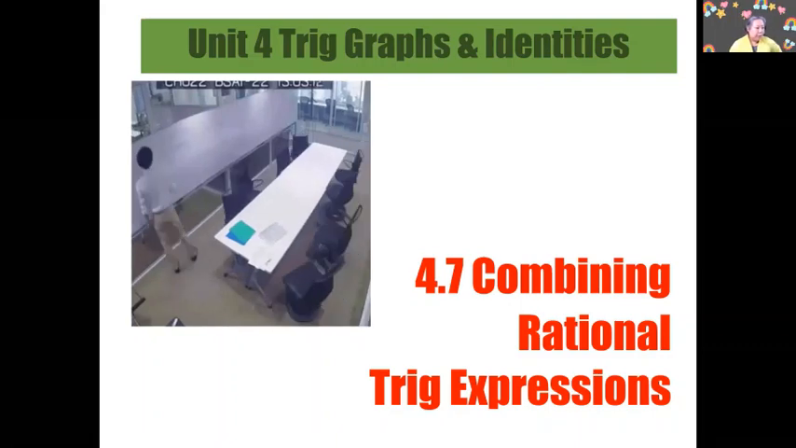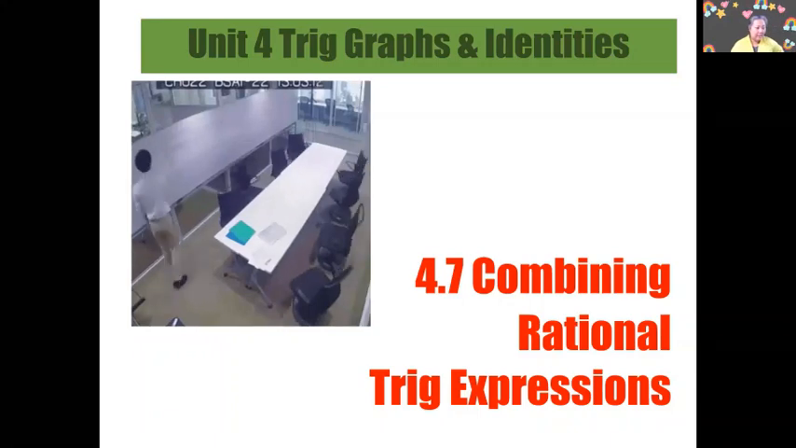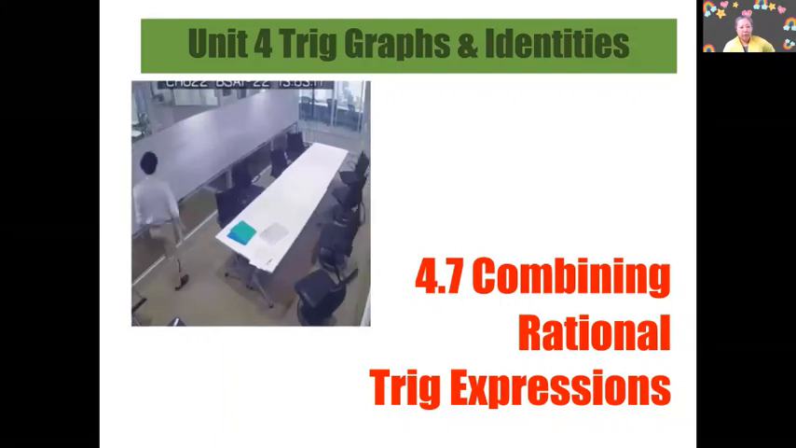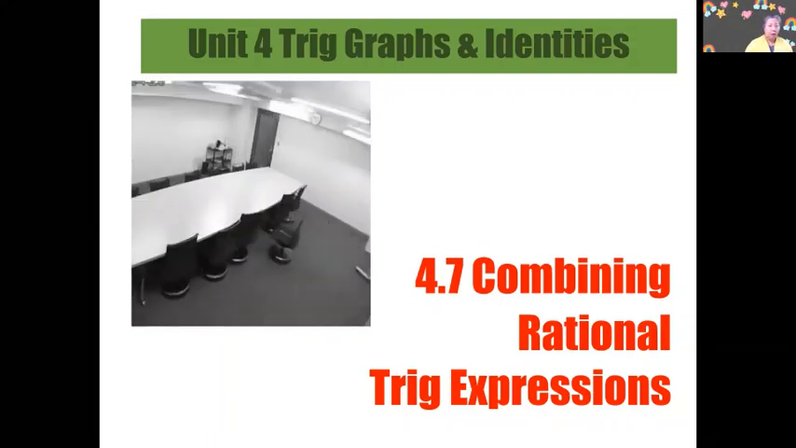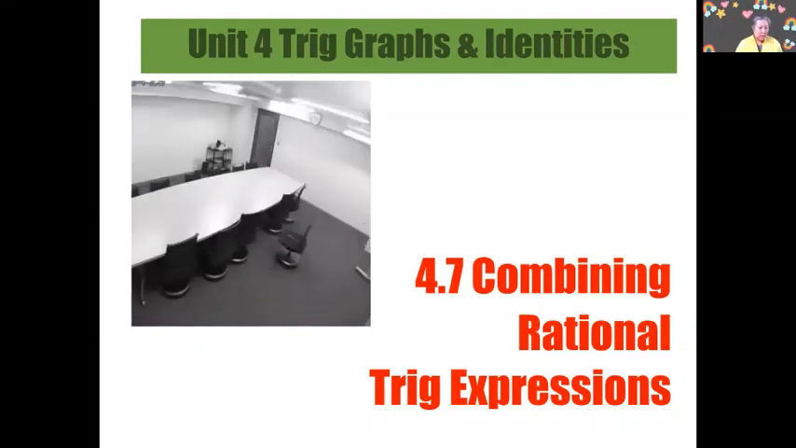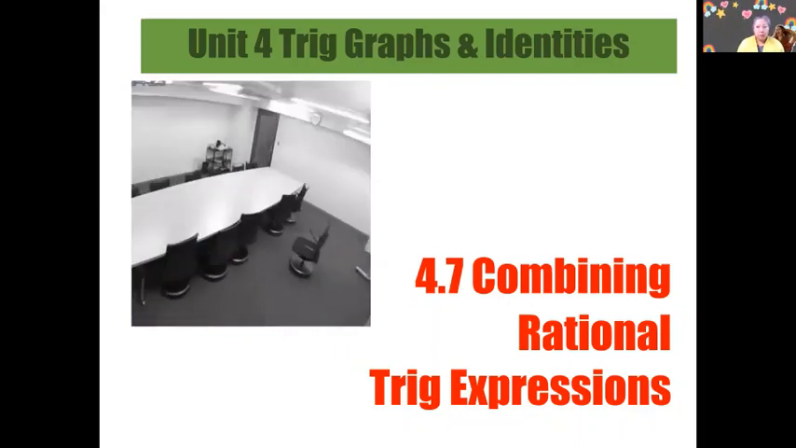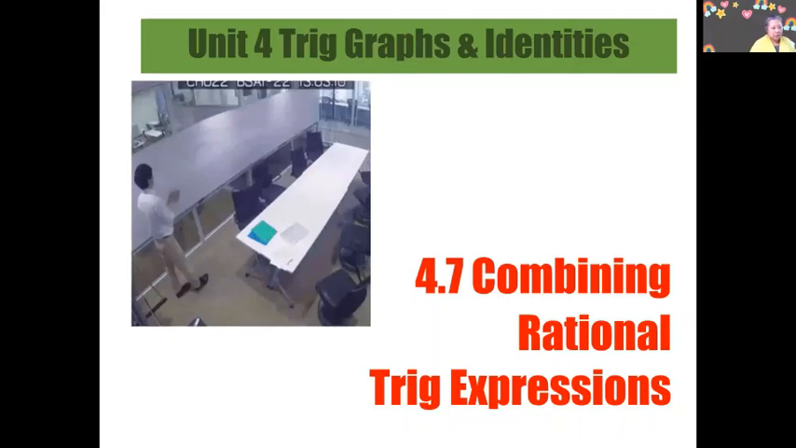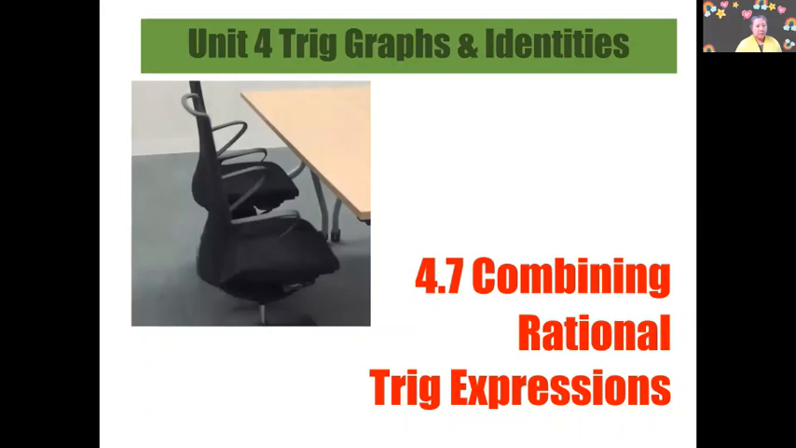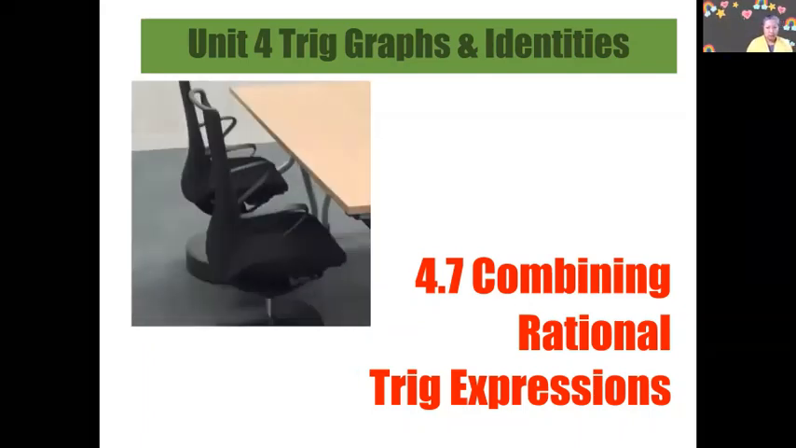Okay. 4.7 section, combining rational trig expressions. Why does it say rational? It's simply saying we're going to have some trig expressions written in the form of fractions. Nothing but fractions. So expect that we're going to recall basic fraction operations a lot, because that's mainly the skills that we are applying onto this fractional form of trig expression, okay?